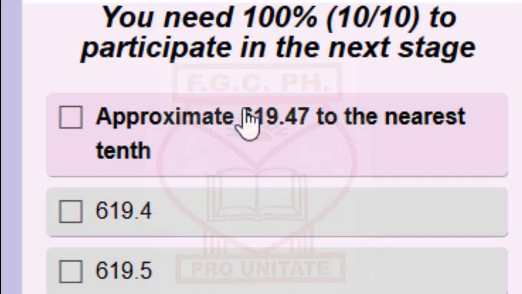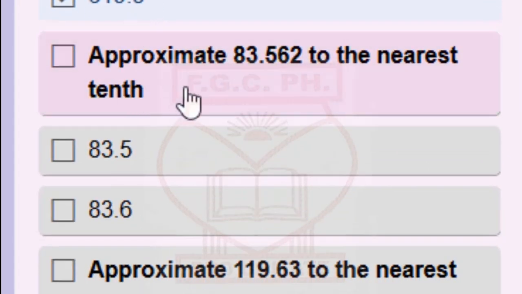The first question is approximate 619.47 to the nearest tenth. Of course, the 10th digit is 4, so we're going to round up 7 to make this 4 become 5. So we have 619.5.